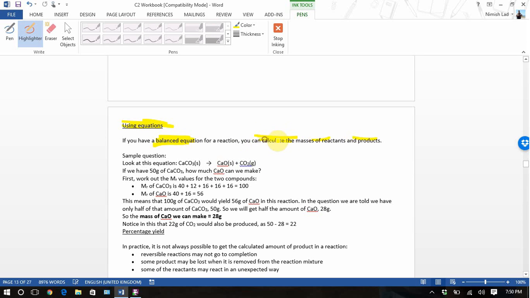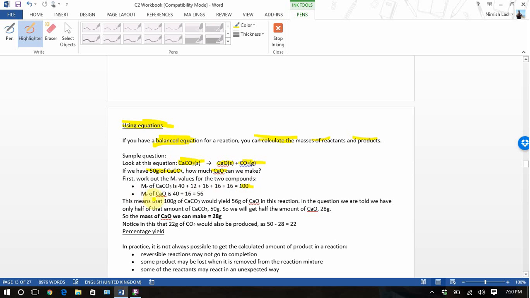Okay, so let's have a look at this. We've got a sample question here. So look at this equation. CaCO3, many of you will know that as calcium carbonate, makes CaO, calcium oxide, and CO2, carbon dioxide. So you have 50 grams of CaCO3. How much CaO can we make? So first you work out the relative atomic masses of the two compounds. So CaCO3 is 40 for calcium, 12 for carbon, and 3 16s because we have 3 oxygens, so that's 100. So this one is 100.